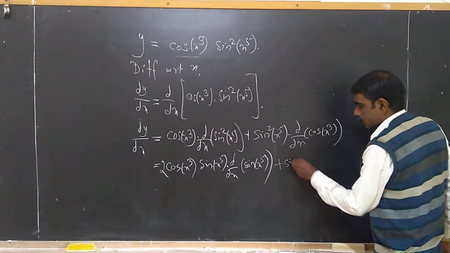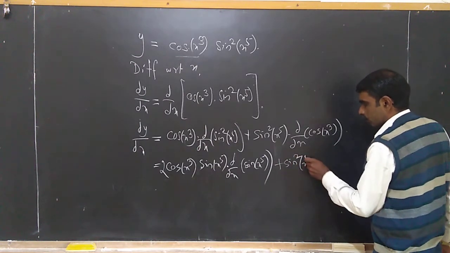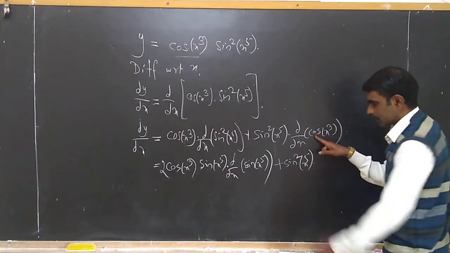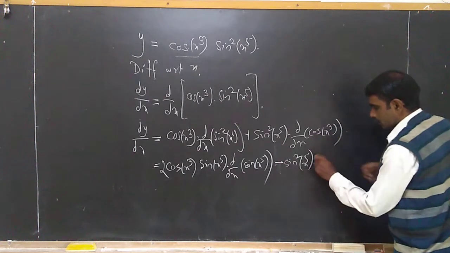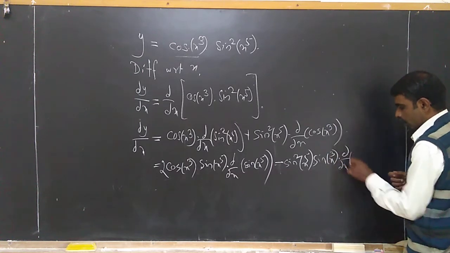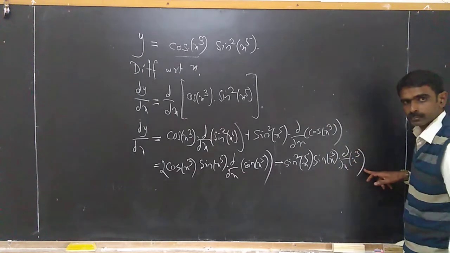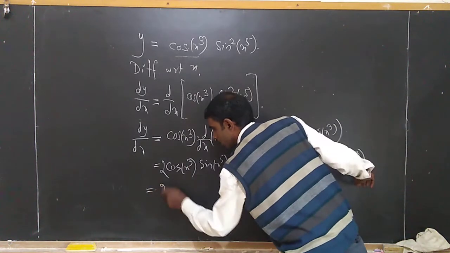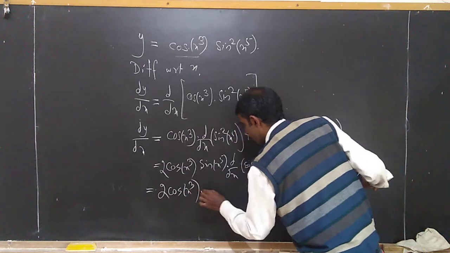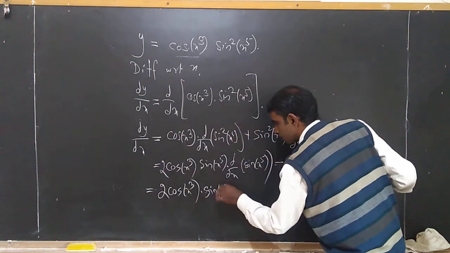Plus sine square of x raised to 5 into, what is the derivative of cos x? It is minus sin x. So it will be minus sine of x cube into the derivative of x cube. So this will be equal to 2 into cos of x cube into sine of x raised to 5.